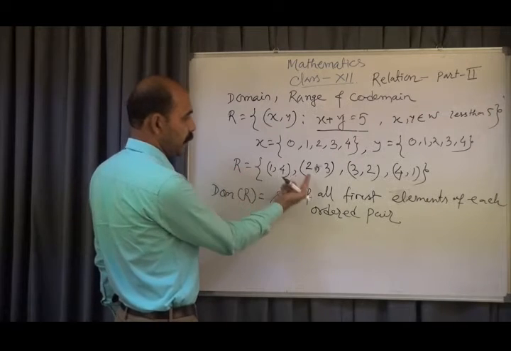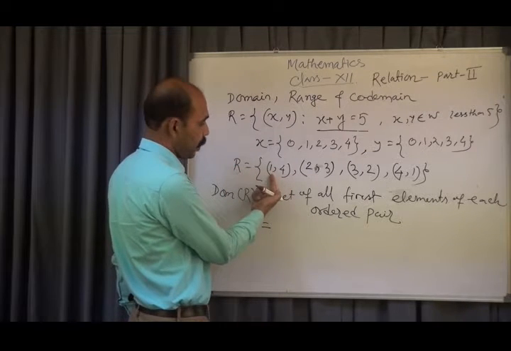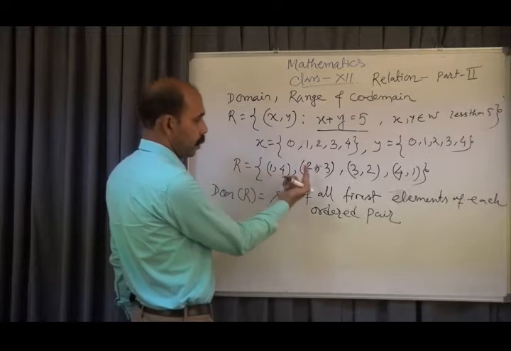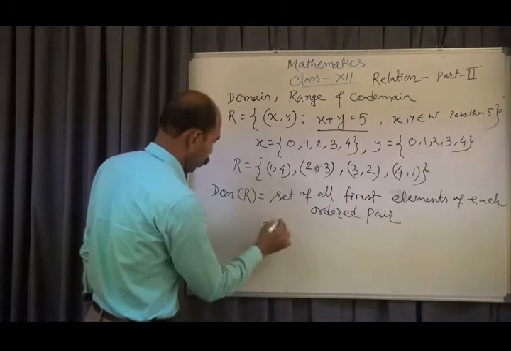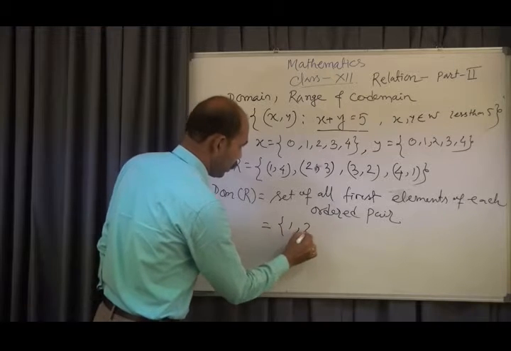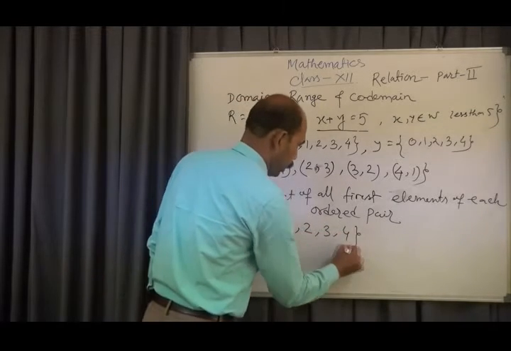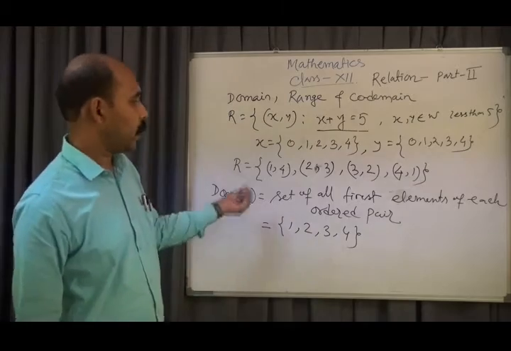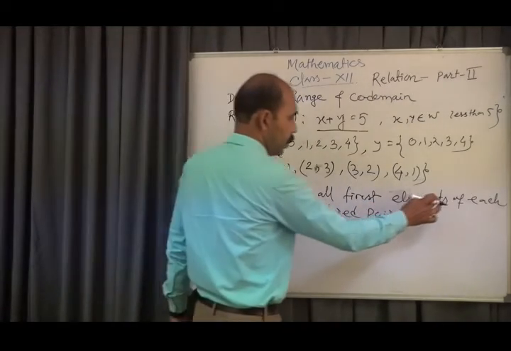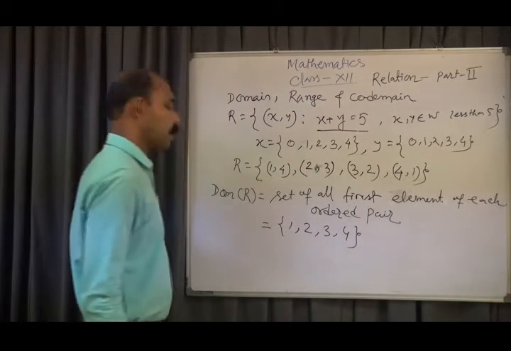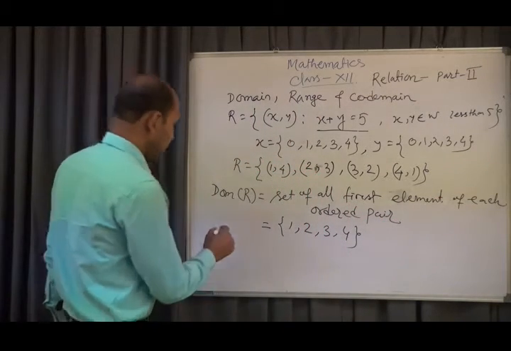You see that from this relation, 1 is the first element of this ordered pair, 2 is the first element, 3 is the first element, 4 is the first element. So domain R equals {1, 2, 3, 4}. This is the domain R. The set of all first elements of each ordered pair is the domain.